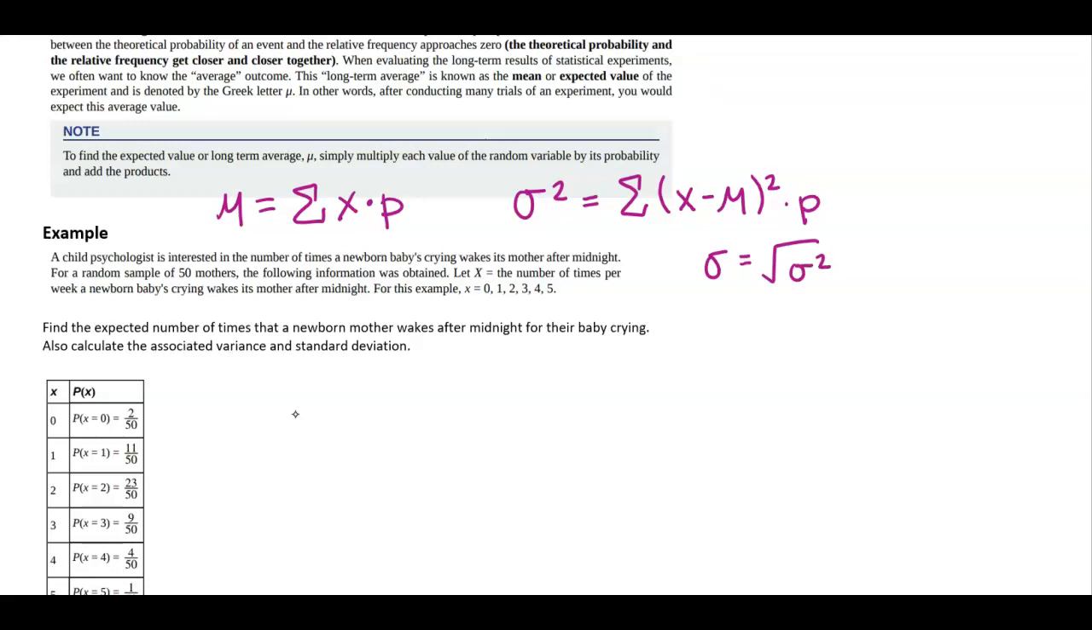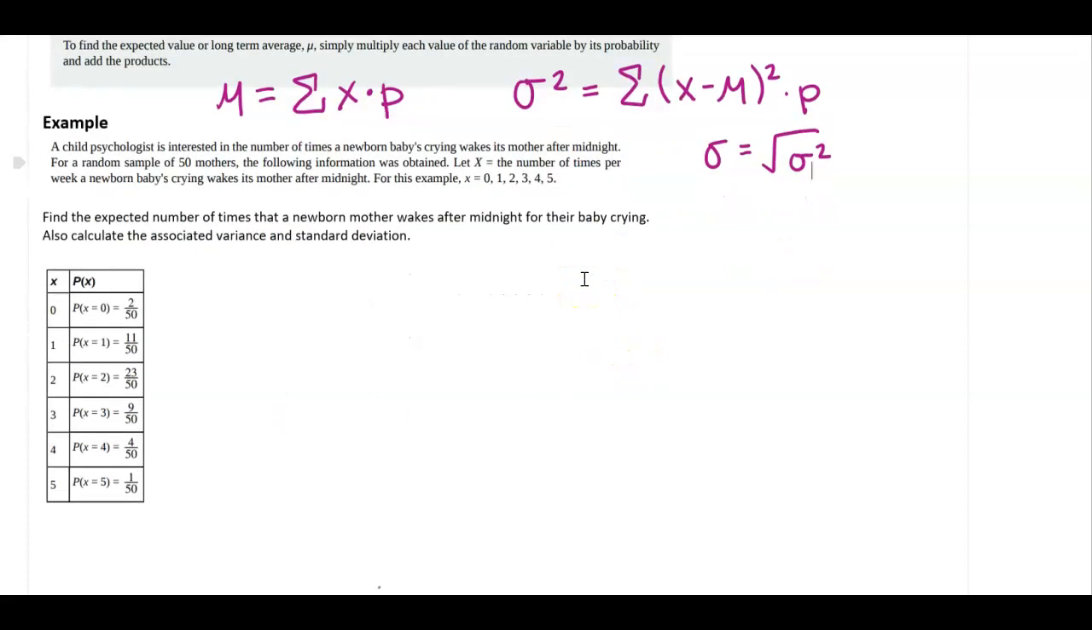So let's say that a child psychologist wants to know the number of times a newborn baby cries and wakes up its mother after midnight. There's a random sample of 50 mothers, and X is the number of times that the mom wakes up after midnight. It's the number of times per week, not per night, between 0 and 5 in our data set. So if I want to find the expected number, that's the same thing as finding the mean.